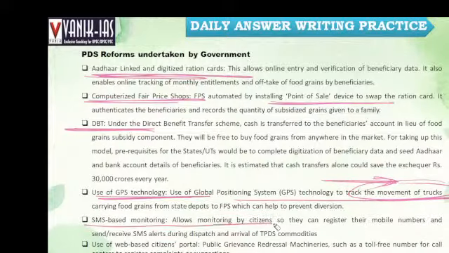SMS-based monitoring, allowing monitoring by citizens, right? Whether they are getting the crops perfectly or not. Use of a web-based citizens portal, public grievance centers, if anybody is not getting the PDS facilities, they must complain. So strengthening the grievance redressal mechanisms. So these are the things now.